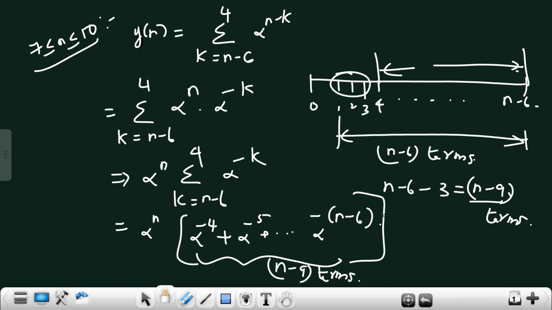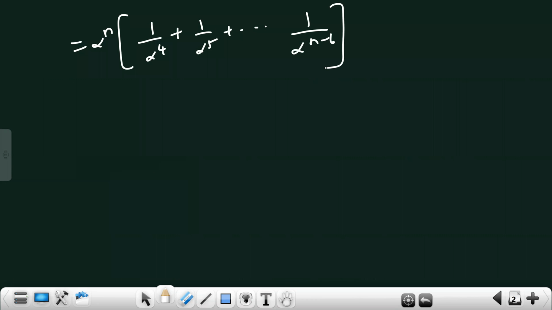Now you can change the negative power to positive power. That is, you can replace alpha raised to minus 4 with 1 by alpha to the power 4. Alpha raised to n is outside. Now you can write in this way. Correct now? You have changed the negative power to positive just by taking the reciprocal. Now this is a GP having n minus 9 terms.